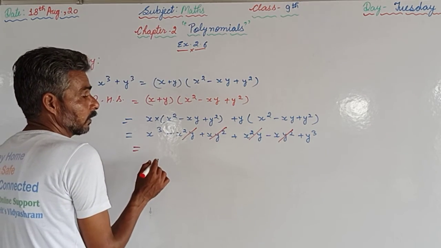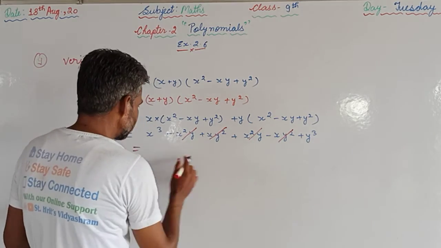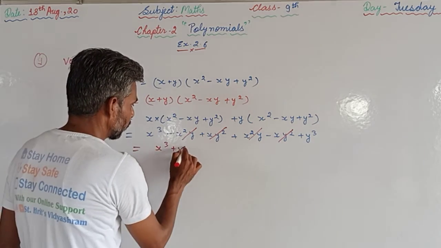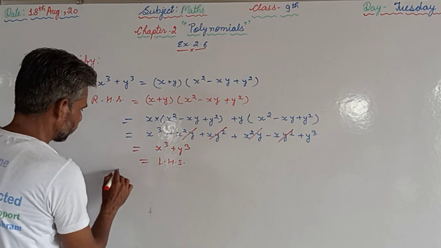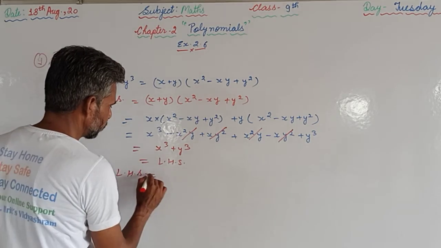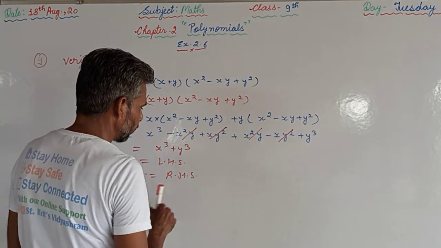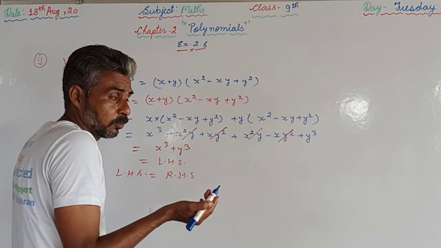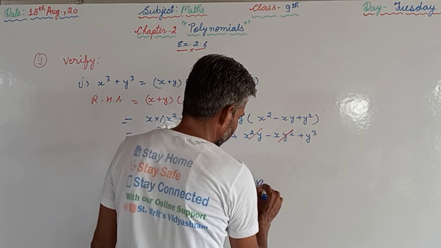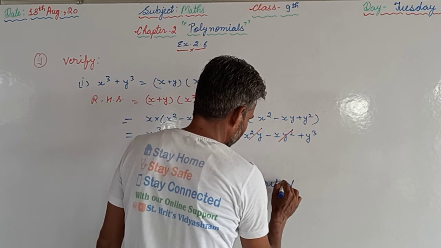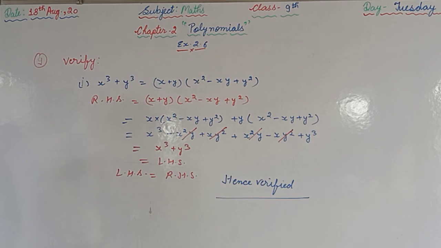Now we are remained with only x cube plus y cube, that is left hand side. So we can say that left hand side is equals to right hand side, and we can write in the end, if both the sides are equal, then we can write hence verified. In this way you can proceed the questions given, and the second part is the same, but the formula is different. That formula we can use in some of the questions as well.